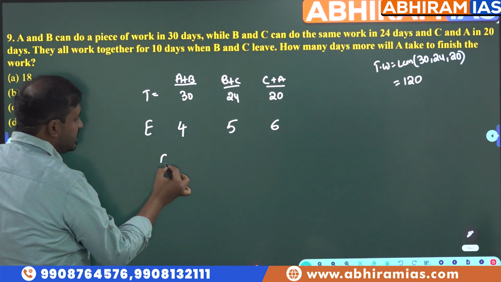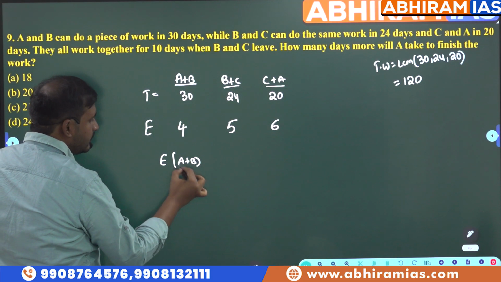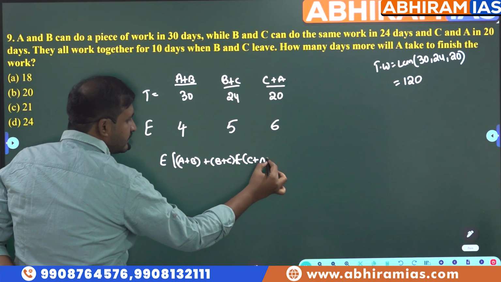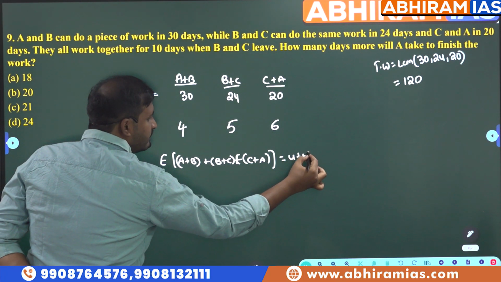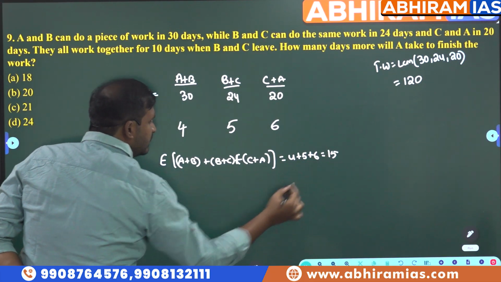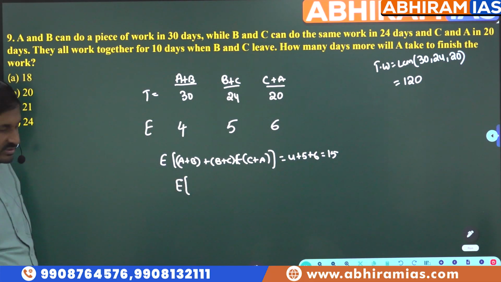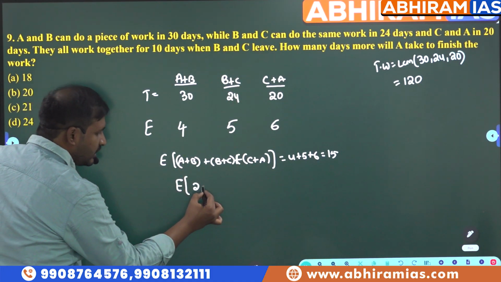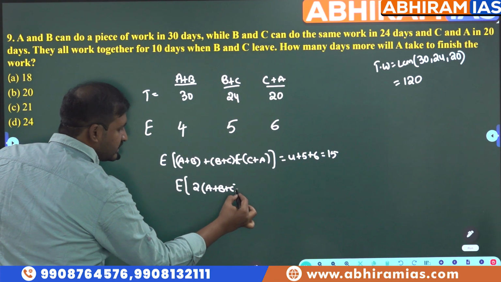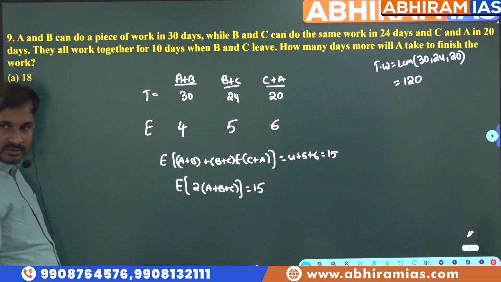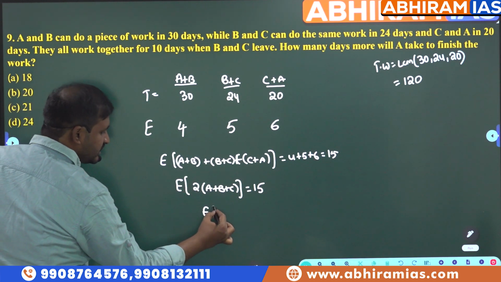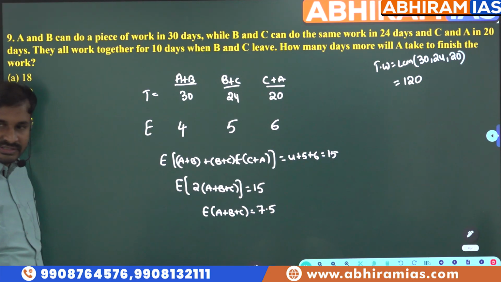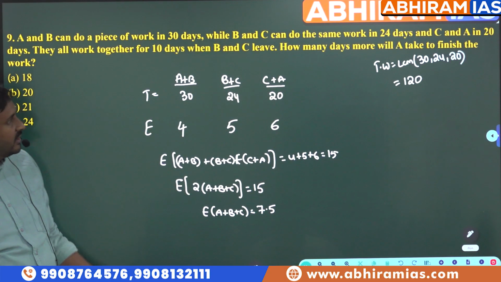That means efficiency of A plus B plus B plus C plus C plus A. That is equal to 4 plus 5 plus 6, which in turn becomes 15. Now if you observe carefully, whenever they give this type of question, you will have 2 times of A, 2 times of B and 2 times of C. So that means efficiency of 2 times of A plus B plus C is equal to what? 15. Okay. So when I send 2 to the other side, efficiency of A, B and C will become what, students? 7.5. Now what is our question?